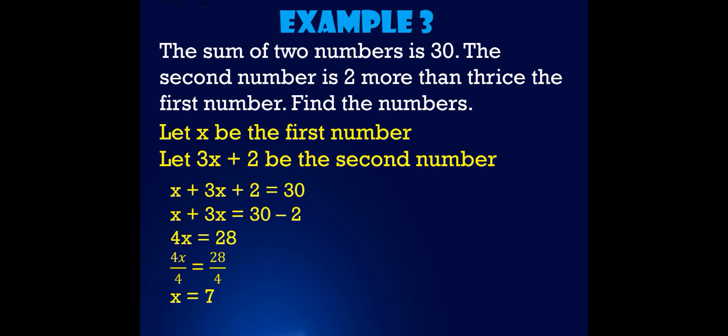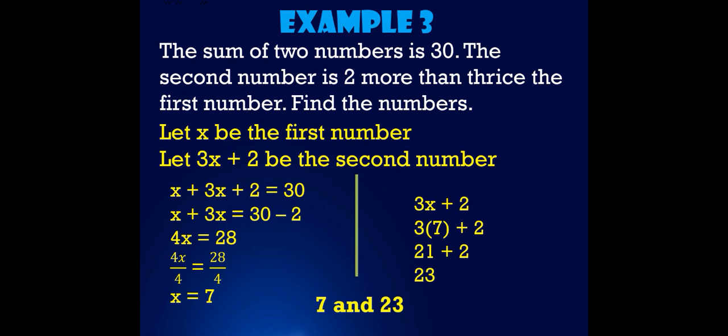So, ibig sabihin, ang first number natin ay 7. Kasi siya yung x. How about our second number? Ang second number daw natin ay 3x plus 2. Kung si x ay 7, so ang second number natin, substitute nyo lang si 7 sa ating second number, which is 3x plus 2. So we have 3 times 7 plus 2. 3 times 7 is 21, and 21 plus 2 is equal to 23. That means, for our final answer, we have 7 and 23.